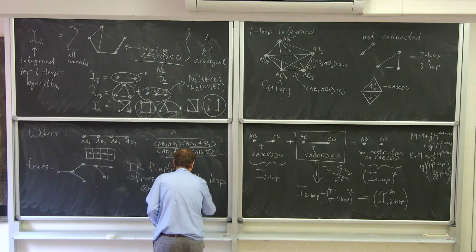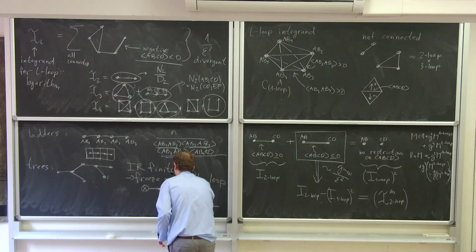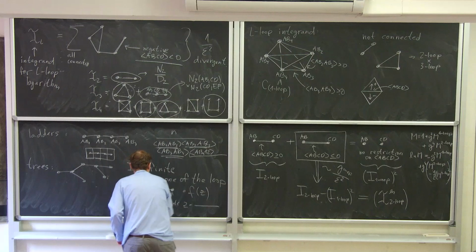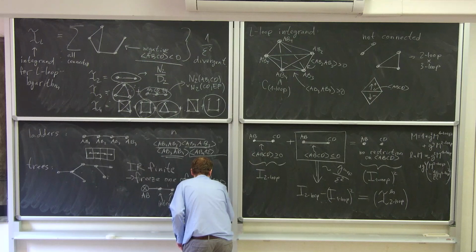So this is a function of one variable. The variable is a cross ratio of the loop we don't integrate over. Here it's AB 1 2, AB 3 4, over AB 2 3, AB 1 4. So there is only a single cross ratio.